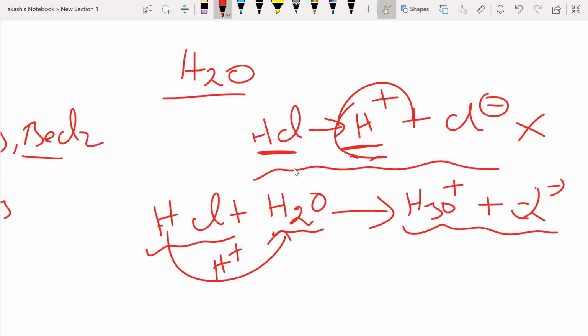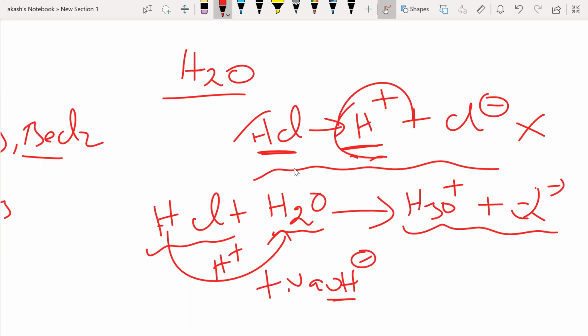But again, for our convenience, we actually write it in the first way, but that is not exactly correct, because as I told you, for the reasons, you should have something to accept the H plus. So even if it's going to be a base like ammonia or say NaOH.